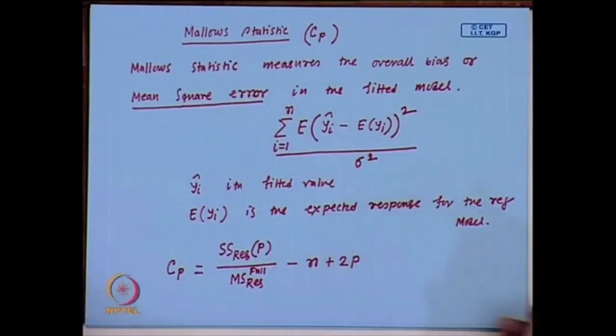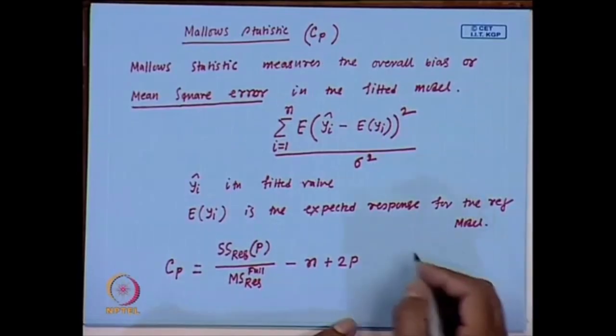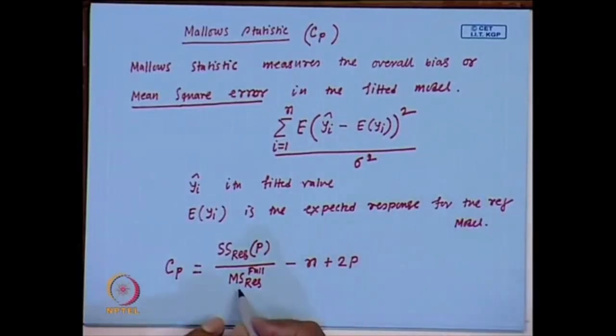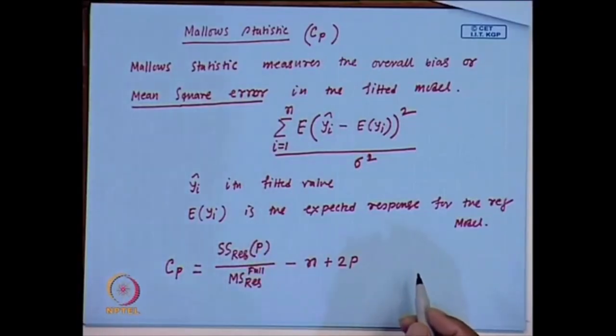Now here we need to observe something. First, MS residual is computed using all the regressors in the model, and SS residual p is computed for a model with only p minus 1 regressors. So, we know about this notation. Now, what is the value of Cp for the full model?